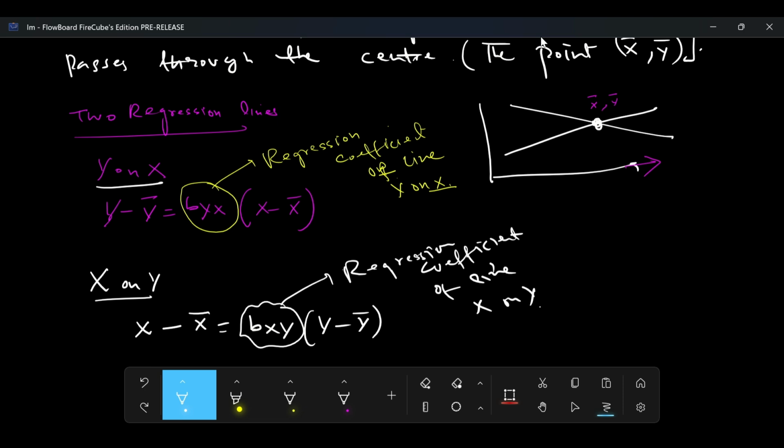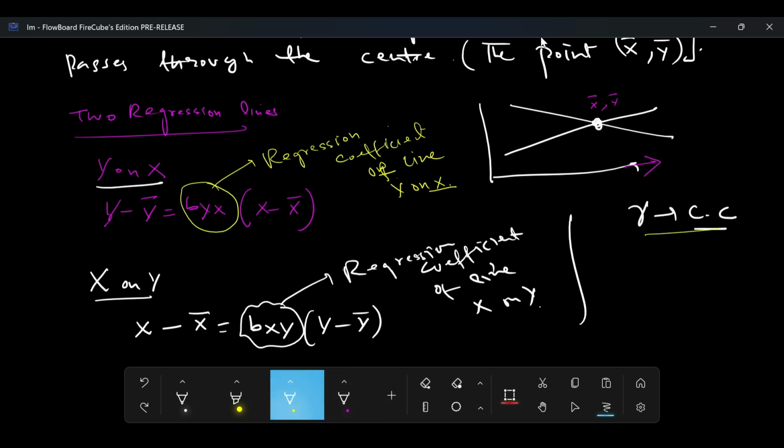And as you know, r is the correlation coefficient, and r square is always equal to the product of b_yx into b_xy, and r is equal to the square root of b_yx times b_xy. You have to remember this. How do we find the correlation coefficient when regression coefficients are given? By this formula only. And regression coefficient is independent of change of origin but not of scale; it changes when the scale changes. Clear? So these are the three useful properties in least square fit.